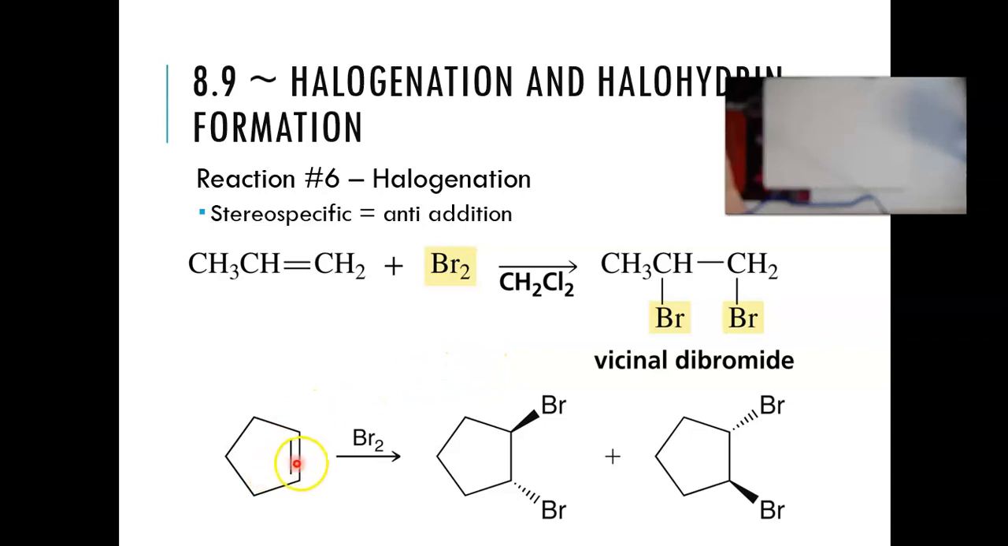So in our ring, again, the ring helps us see the stereochemistry a little bit better. We have one bromine that adds to the top in a wedge and then to the bottom as a dash. And so we will get the pair of enantiomers in this reaction. So this is also what we call a stereospecific reaction.